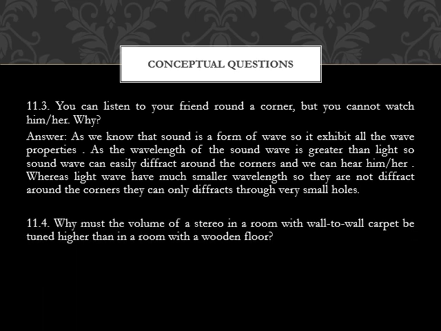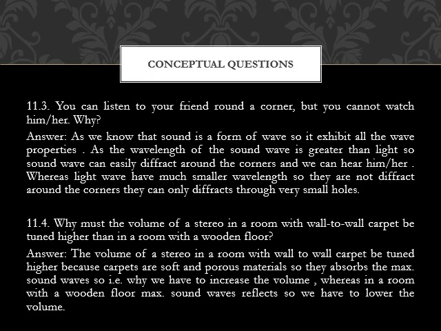The next one is, why must the volume of a stereo in a room with wall-to-wall carpet be tuned higher than in a room with a wooden floor? Because a room with wall-to-wall carpet has soft and porous material which absorbs the sound waves, and we have to tune the volume higher. Whereas a wooden floor reflects the sound waves, so we don't need a higher volume in the room with a wooden floor.